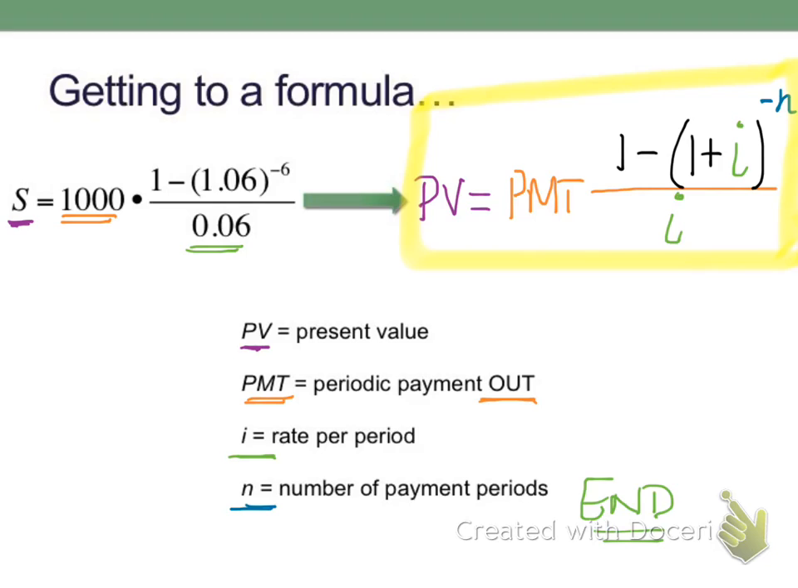Okay? We'll look at a couple of problems on how to use that when we get together in class. So please make sure you understand what this formula is, what the pieces of the formula are, so that we're ready to use it together in class when we get together next time.